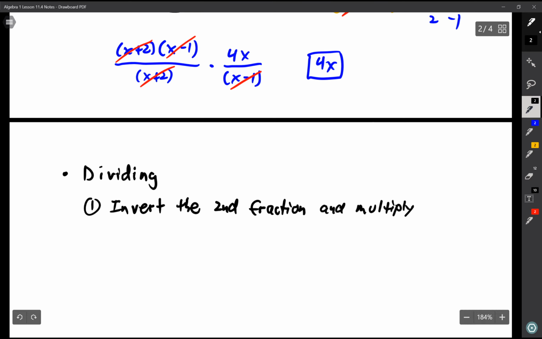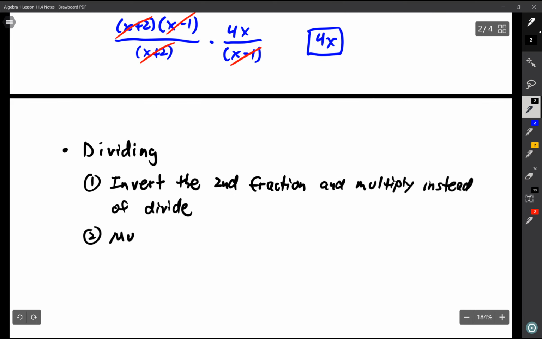Invert the second fraction and multiply instead of divide. More on that in just a second. Then you just multiply and simplify. Yeah, something is not quite working right. Multiply and simplify.